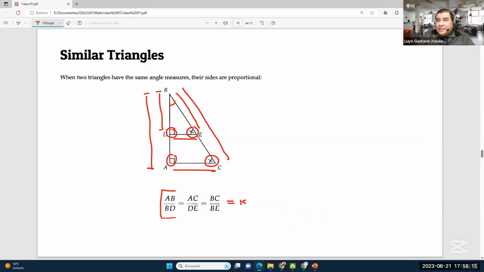That is to say, the ratios of the corresponding sides that are opposite to the same angles. For example, here are the sides opposite to this, let's call it angle alpha. But here, if this is angle beta, this is also angle beta. So here is the proportion of those opposite to beta.